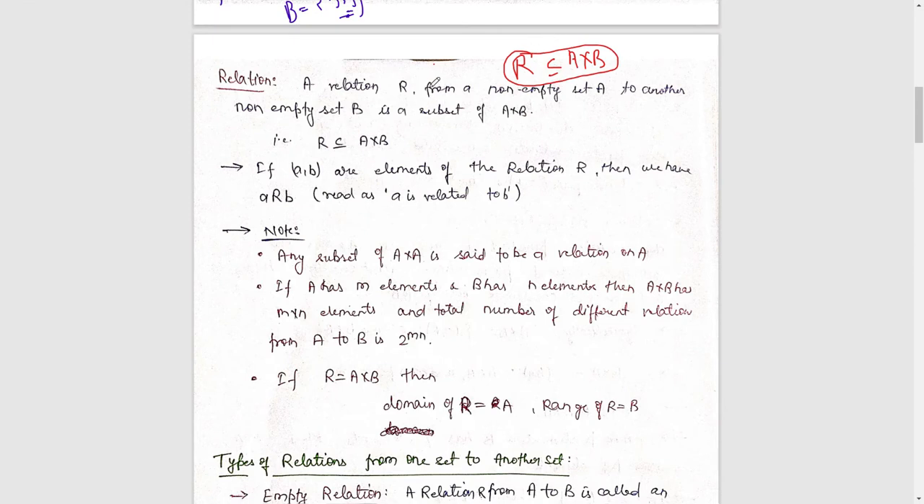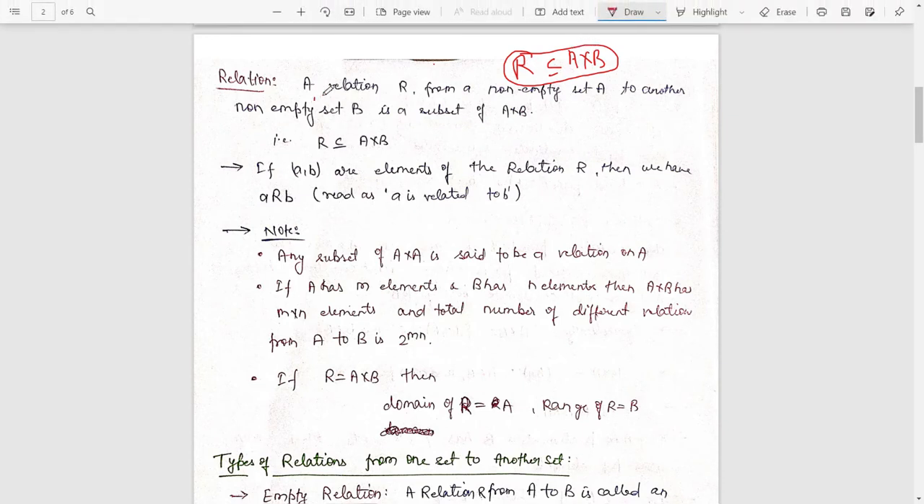So what is relation R? Relation R is nothing but a subset of A cross B, where A is a non-empty set and B is another non-empty set. So obviously R is a subset of A cross B. We will see some examples of how to define R, but overall, if you are given two sets A and B and you want to find a relation, just find A cross B and then take any subset of it.